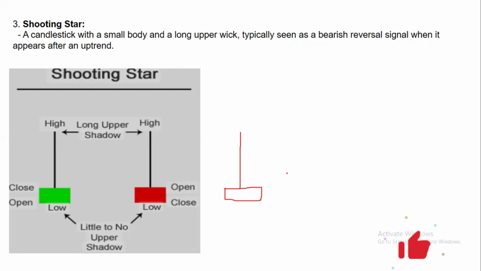Now, let's say there is an uptrend and you see a shooting star around the value area. It appears that there is a possibility that there might be a shift of trend to the downside, right? So that's for the shooting star. Let's go to the next one on our list.